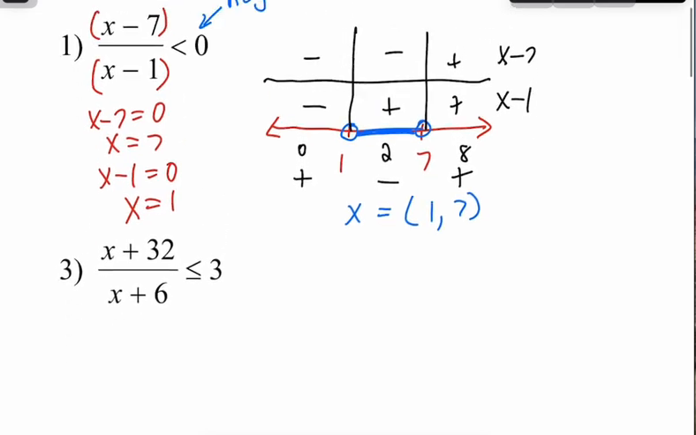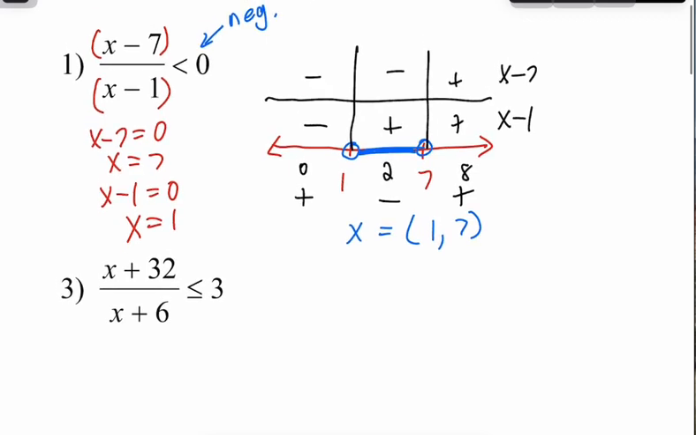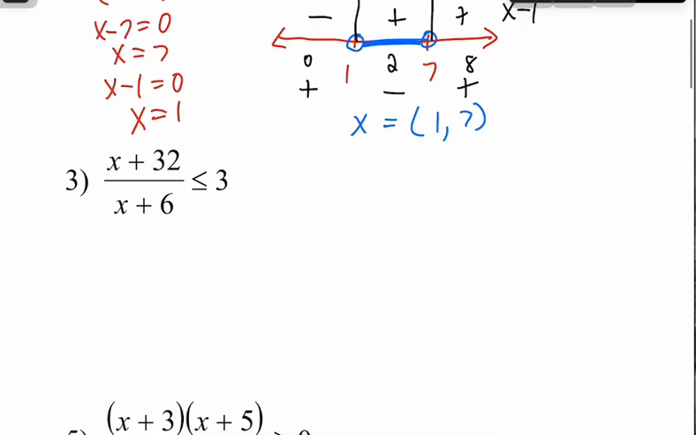Now, I would like to look at 3. Anybody notice what's wrong with 3? Yes. It's not related to 0, right? That's an issue. So this part is the grossest part of these problems. Okay, so what we're going to do is subtract 3 from both sides.